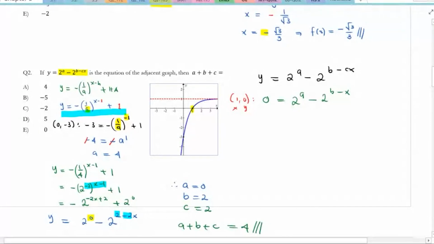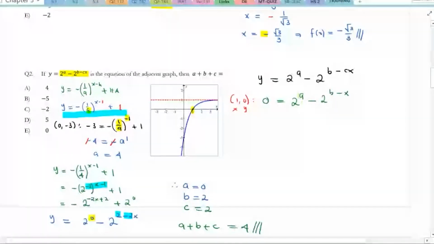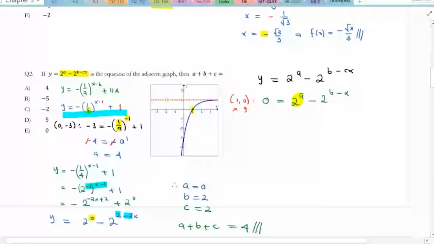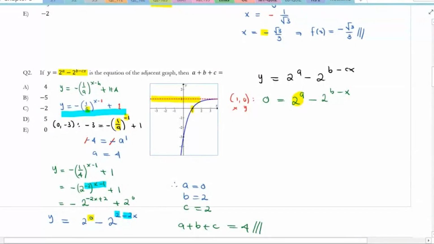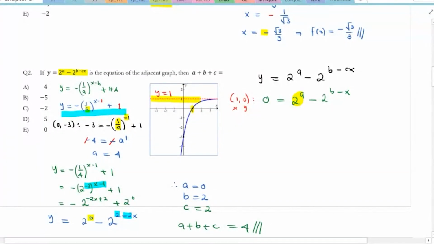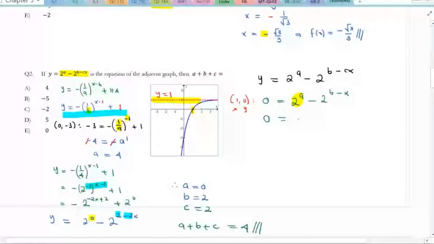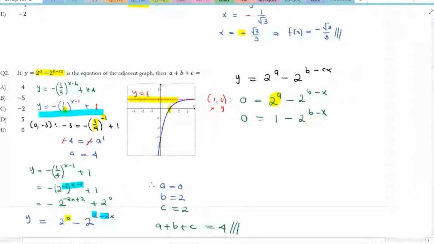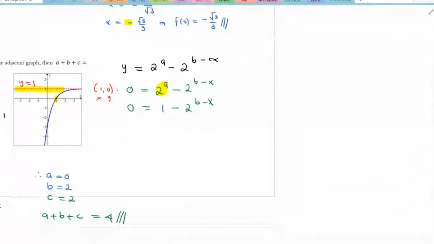But we know something. What do we know? This one is a constant. This constant represents the horizontal asymptote. So the horizontal asymptote is equal to 1, y equal to 1. You need to understand this one. So in other words, I can rewrite this one as 0 equal to 1 minus 2 to the power of b minus x. You can break it into two parts, or you can stop here and continue with the second point.